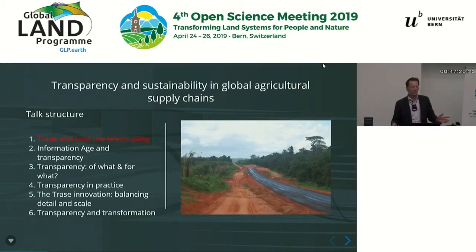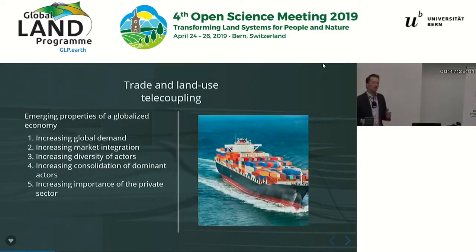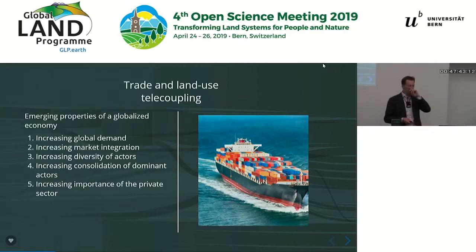So I'm going to go through a few different elements of this interface between transparency and sustainability. And first, just reminding ourselves as to the importance of telecouplings between land and global markets via supply chains. And there are multiple factors that are changing how emerging properties of an increasingly globalized economy. Increasing global demand is self-evident, but in agricultural and forest commodities alone, between 2000 and 2016, went from a total of about $500 billion per year to $1.5 trillion.